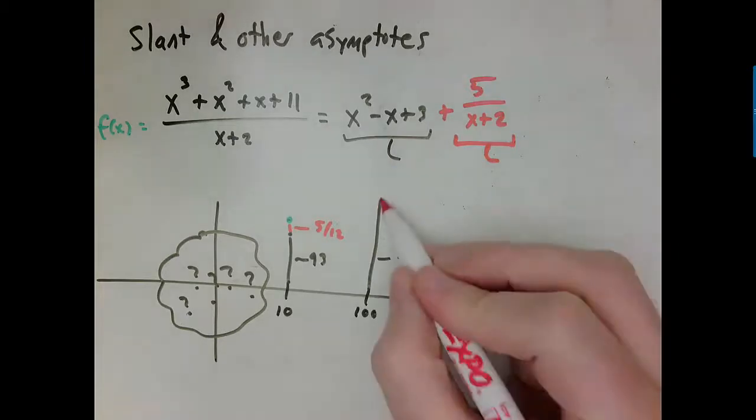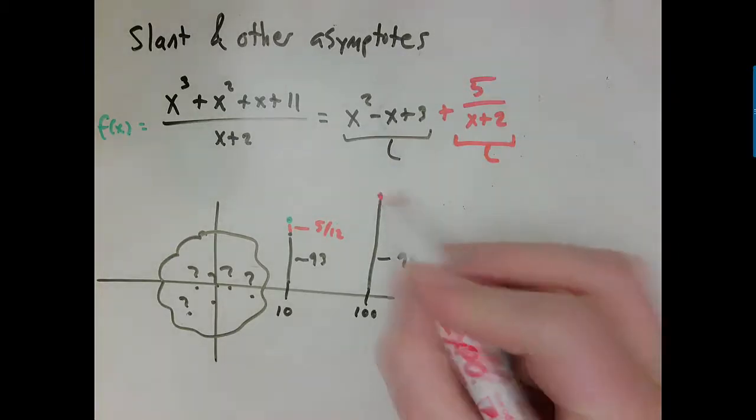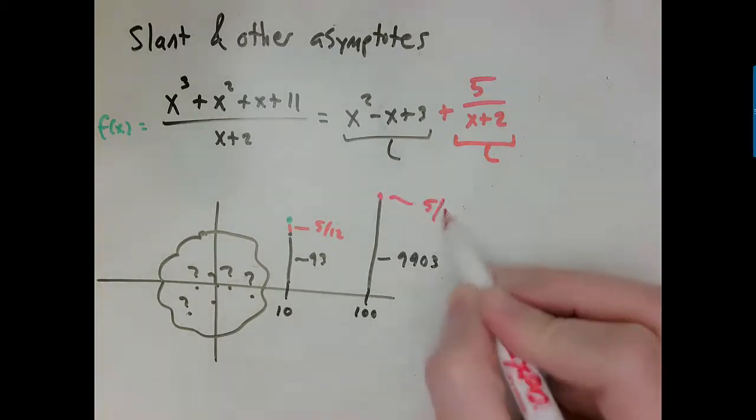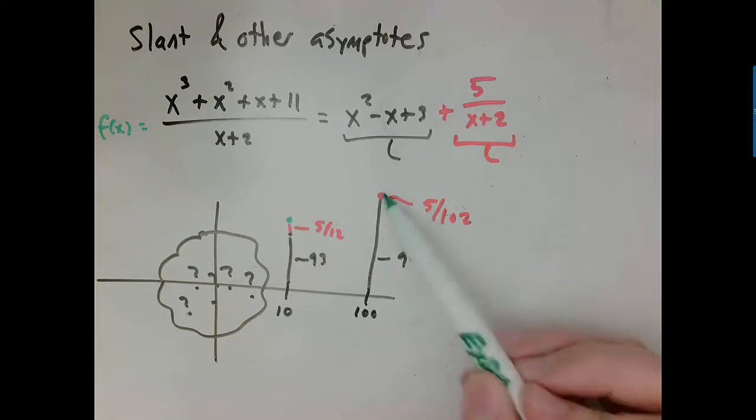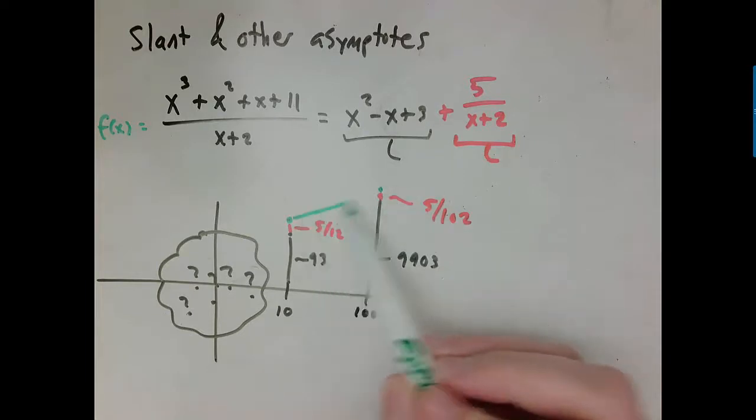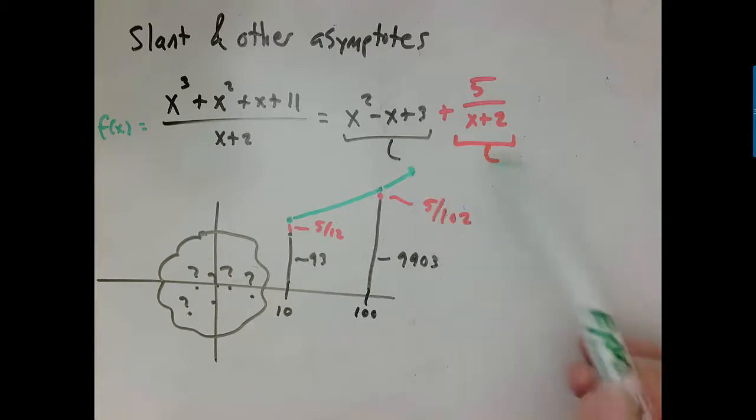So that's like even smaller. I'm going to represent it with a single dot here. So 5 divided by 102. At x equals 100, the red term has a very small value when x equals 10, and a much, much smaller value when x is 100. And I hope you can see that as x gets larger, this term is going to get smaller and smaller and smaller, approaching 0.